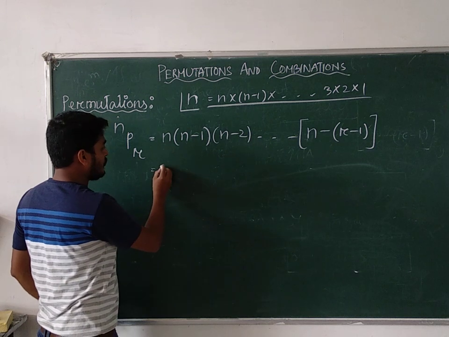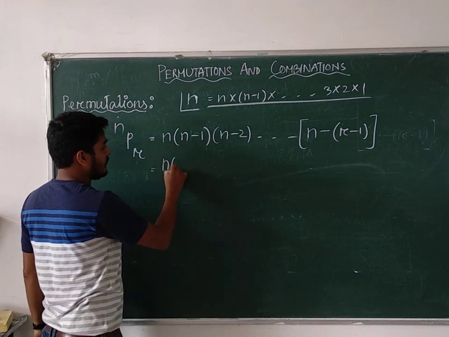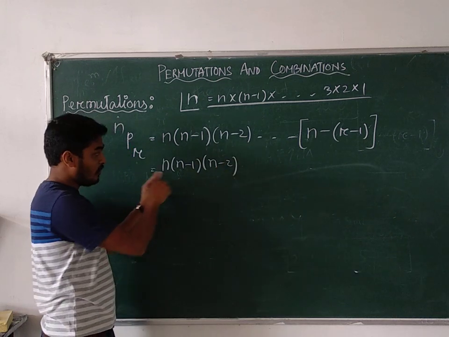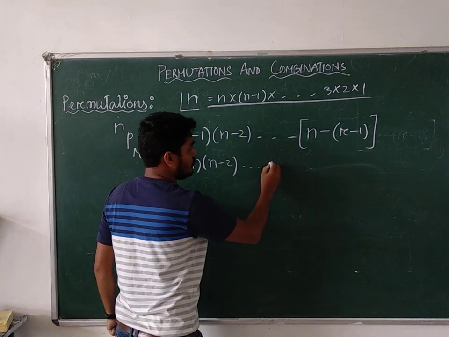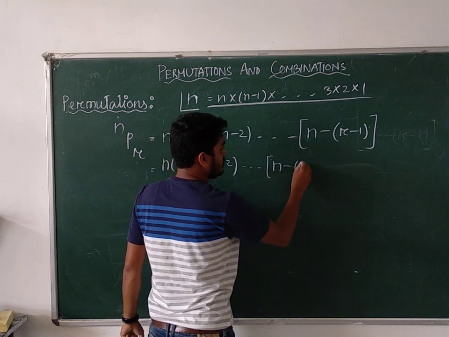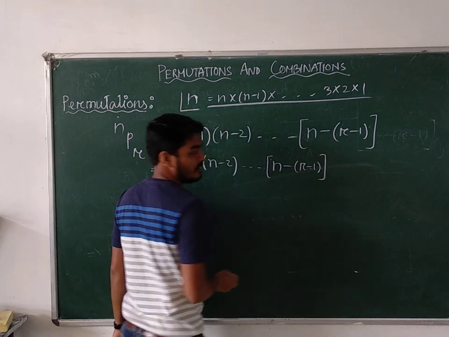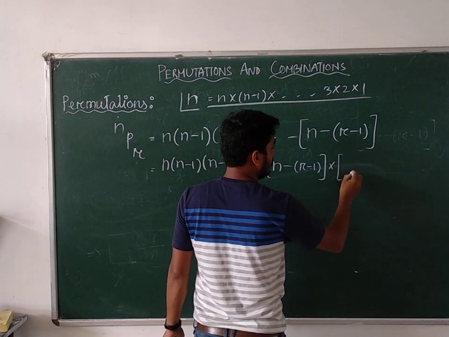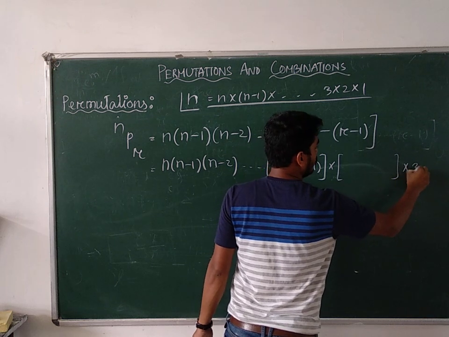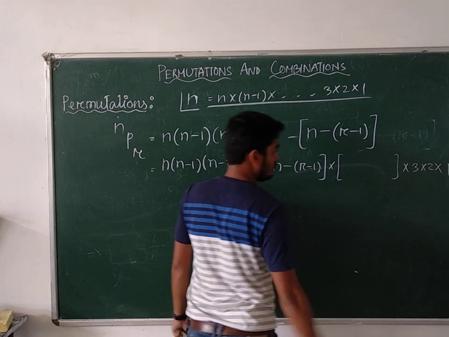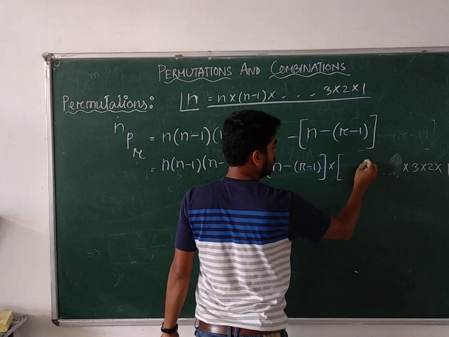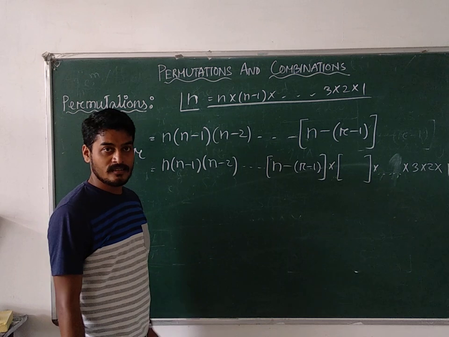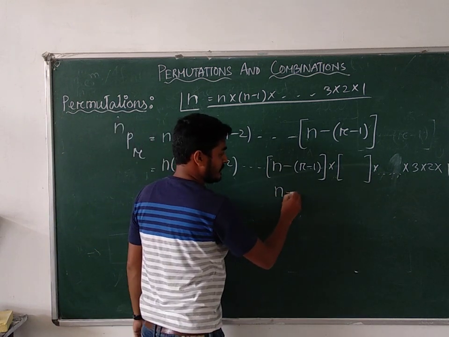Okay. So if I try to rearrange them, suppose I have written n into n minus 1, n minus 2 in decreasing order. If you observe carefully, all the terms are in decreasing order, up to n minus r minus 1. Is it clear? Suppose I have written up to 3 into 2 into 1. What about the next term? If it is decreasing order, then this expression can be written as n minus r plus 1.